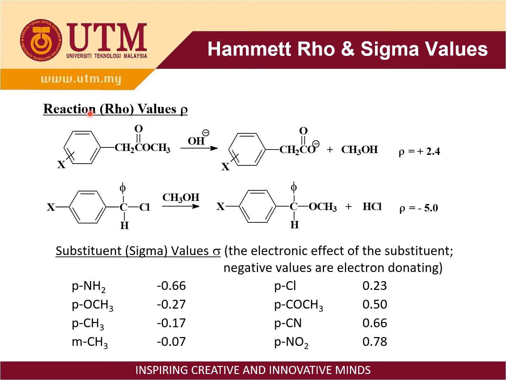You can calculate the reaction value and also the substituent value. The substituent value shows the electronic effect of the substituent, whereby the negative value comes from electron donating groups, and the positive value comes from electron accepting groups. So what we take in QSAR is this. But all of this from Hammett shows how Hammett derived calculated information from experimental work, on the substituent and also on the reaction itself.